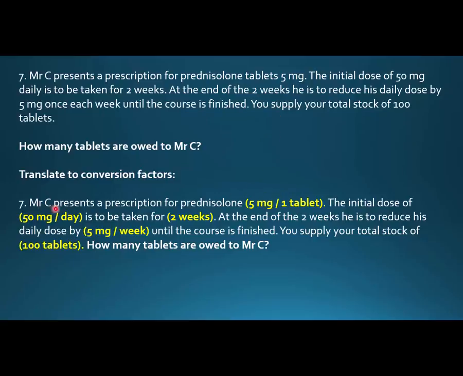Initial dose, 50 milligrams per day. 2 weeks is our time. And then it's going to reduce by 5 milligrams per week. And then total stock is 100 tablets. And then I might circle, I bolded it, but how many tablets are owed to Mr. C? Okay. I'm going to show you the short way and the quick way to do this problem, and then I'll show you the long way.